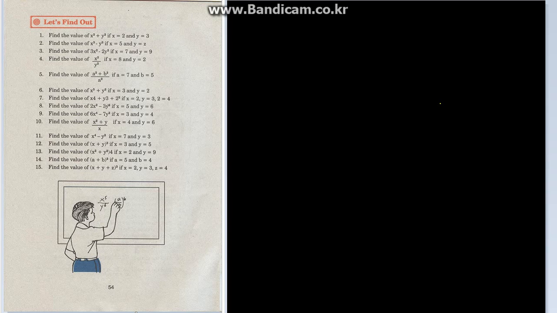So in Let's Find Out, we are going to solve more questions. So let's get started. Number 2. x cubed minus y cubed, and x is equal to 5, y is equal to z. So we substitute those numbers into this expression.